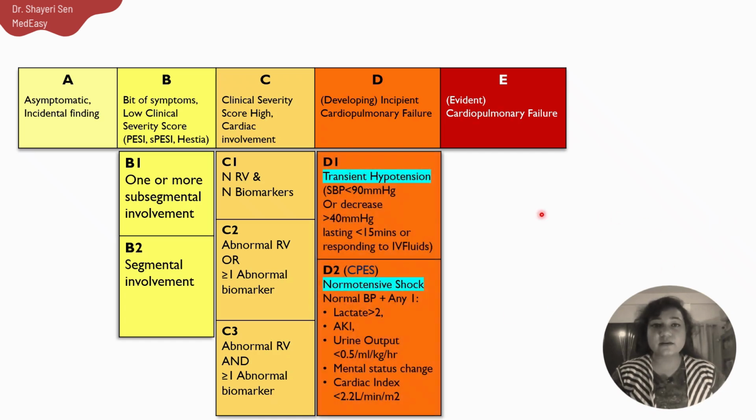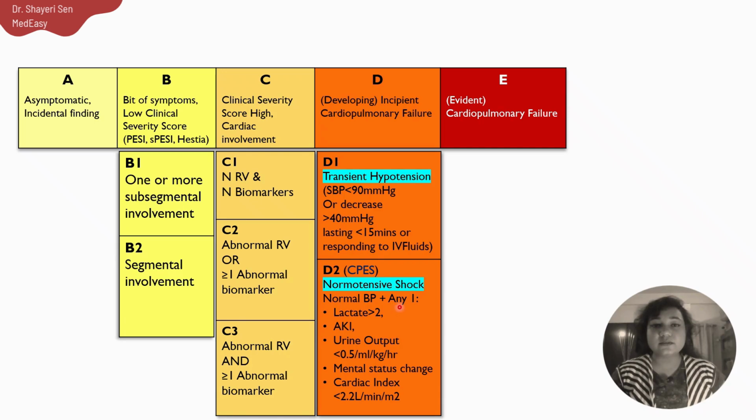Now what are the subcategories for D? D1 is transient hypotension and D2 is normotensive shock. Now what is transient hypotension? Hypotension means my patient would have a systolic blood pressure less than 90 millimeters of mercury, or there has been a decrease by more than 40 millimeters of mercury. And this is transient, meaning it lasts either less than 15 minutes or is responding to IV fluids, right?